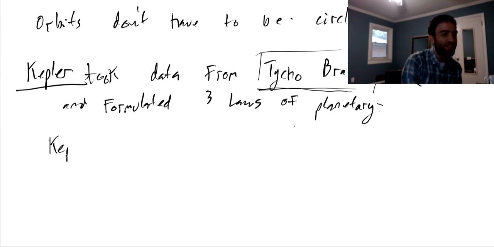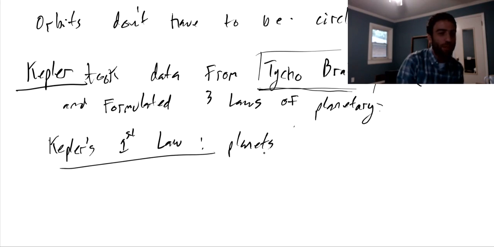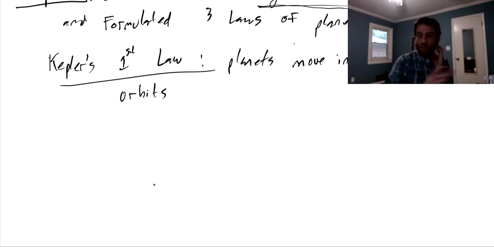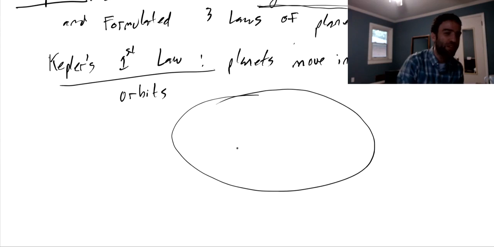Kepler's first law says that planets move in elliptical orbits. Now, you might remember from geometry that an ellipse is not just any random oval. It's a particular generalization of what we mean by a circle. So an ellipse is a shape that looks like this.